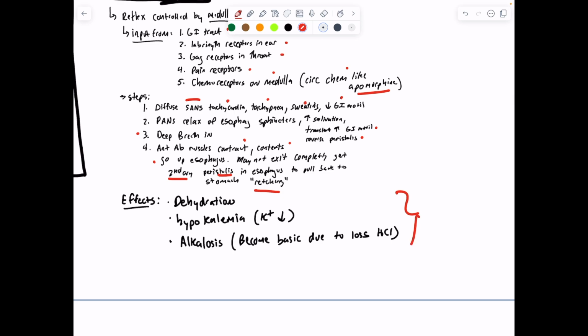The effects of vomiting are dehydration, hypokalemia, aka a decrease in potassium, and then alkalosis, you're becoming basic due to the loss of acid, HCl.